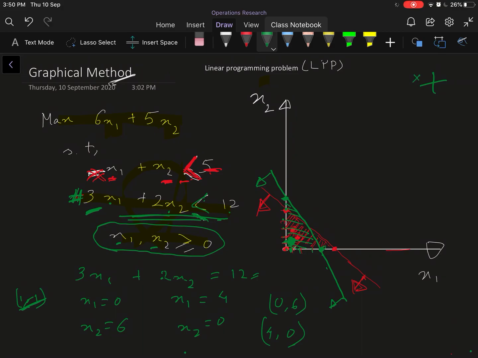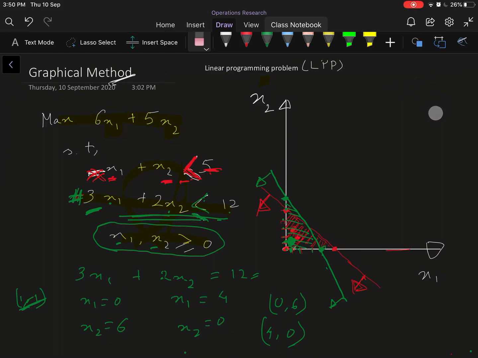That means this quadrant where we are having negative x1 is not considered, or this quadrant where we are having both negative x1 and negative x2 value also cannot be considered. Similarly, this quadrant also cannot be considered because here we are having negative x2 value and positive x1 value. So if even one variable is having a negative value, then we cannot consider any particular quadrant in this Cartesian coordinate system.